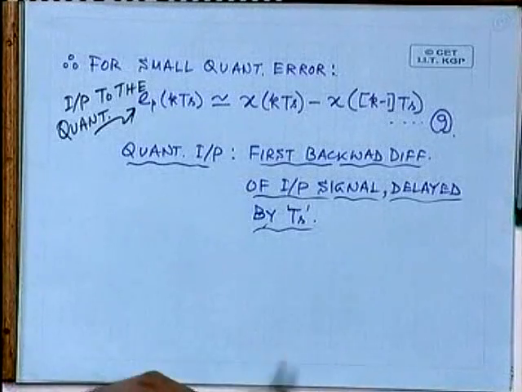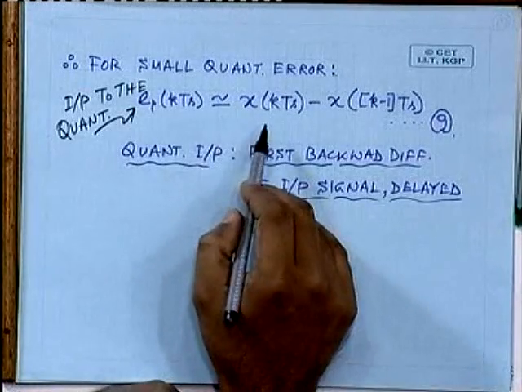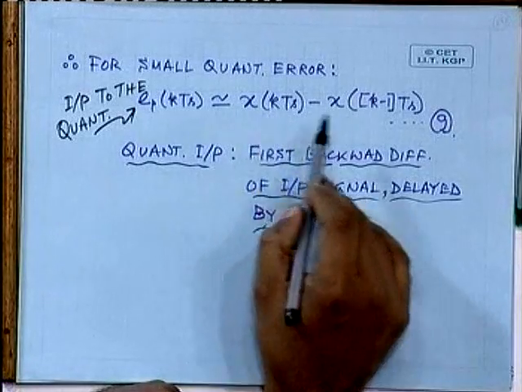Now with some assumption, if I assume that my quantization error is not much, the step size is adjusted appropriately, then I can approximate equation 8 to write that e_p(kTs), let me remind you that this is the input to the quantizer, which is a single interval quantizer, binary quantizer or comparator essentially, is approximately the difference of the present sample and the previous sample.